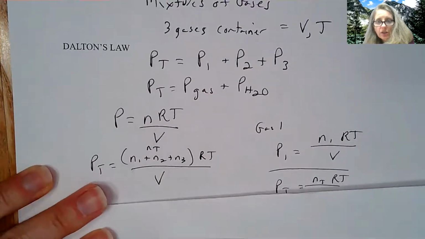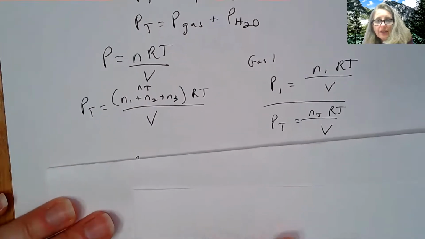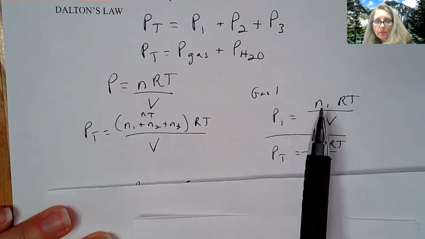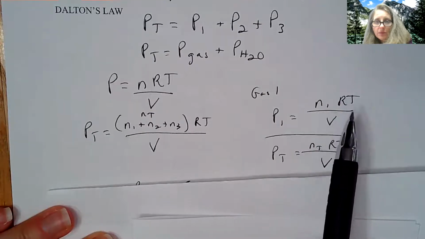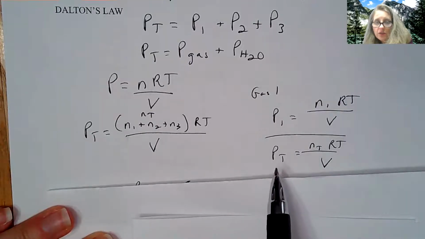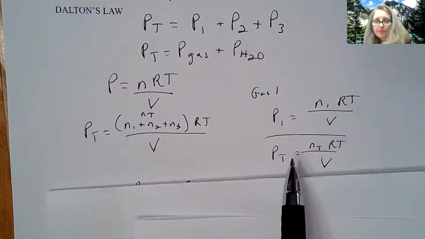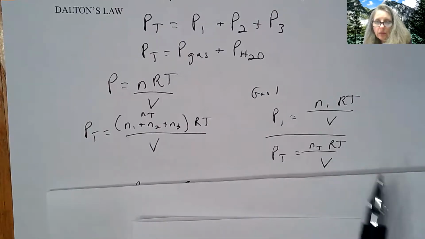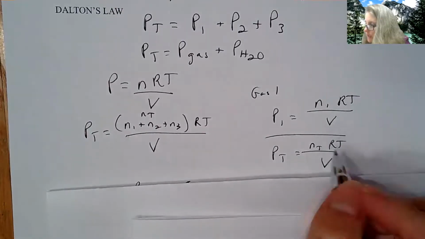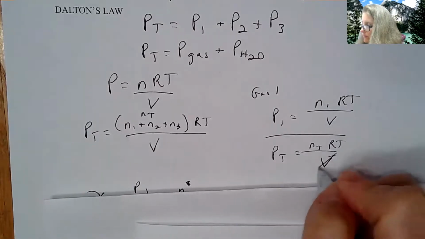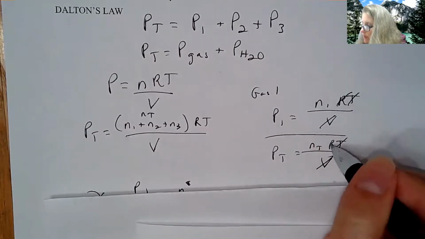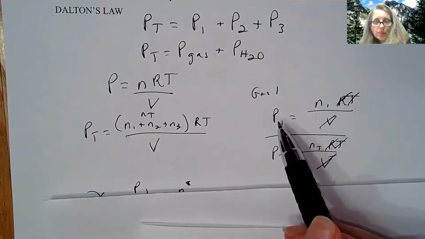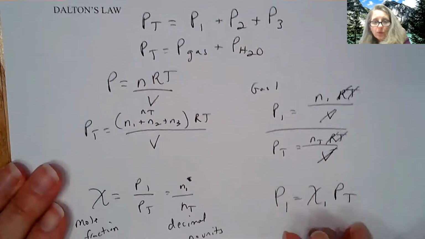So if I were to take a look at each individual gas, I could compare it to what I call the total. If I take the pressure of gas 1, that would be the number of moles times R times T over volume, versus my total pressure, which would be the total number of moles times R, T, and V. Well, if you look at this setup, what cancels? The volumes cancel, temperature cancels, and R cancels. So what do you have a relationship between? You have the relationship between the pressure and the number of moles.